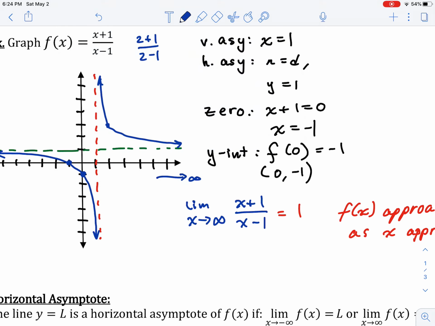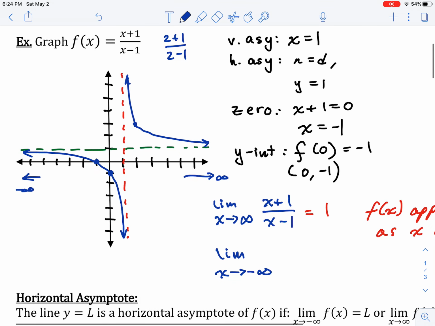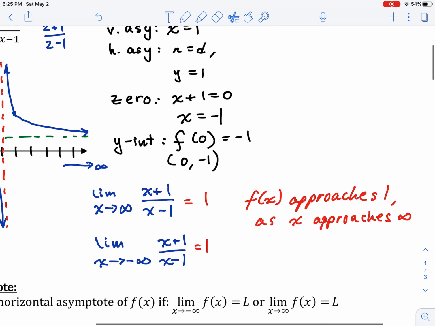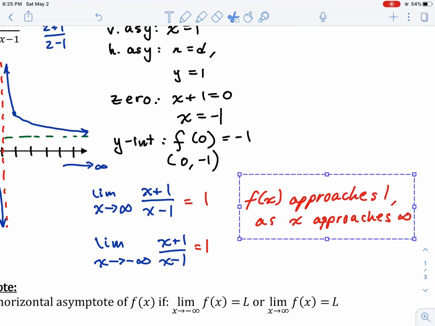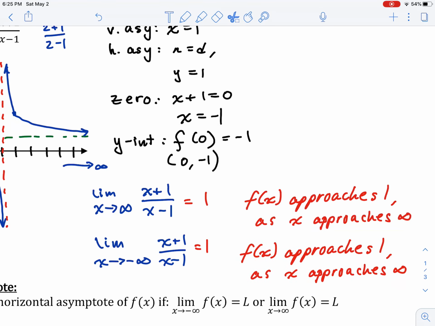Interesting. All right, let's try to find our limit as x approaches negative infinity. So this time, as we're going in this direction towards negative infinity, the question is, what's the limit of x plus 1 over x minus 1? Well, our function looks like it's also approaching 1, where our horizontal asymptote is. So we can pretty much make a similar statement.